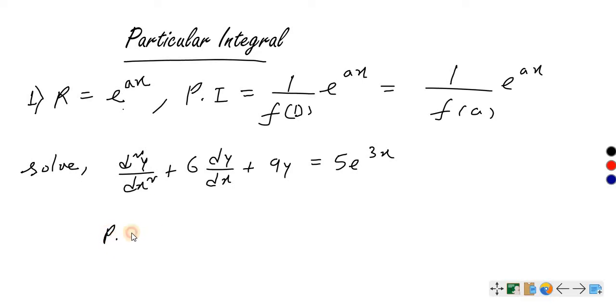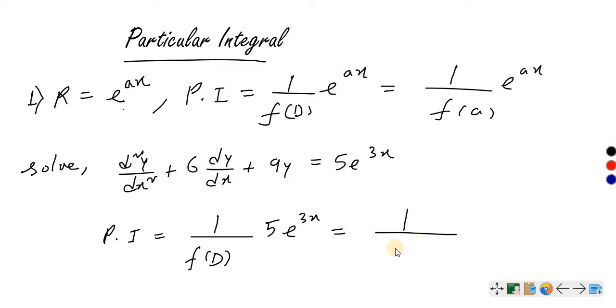So here the particular integral PI is equal to 1 by f of D, and here the function is 5 e to the power 3x. So what is this f of D? I think you know this already. Here we can write D square plus 6D plus 9, and here we have 5 e to the power 3x.